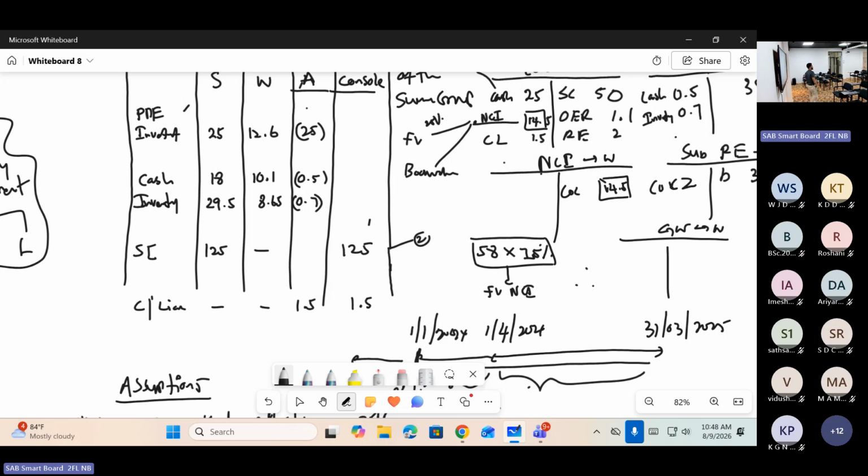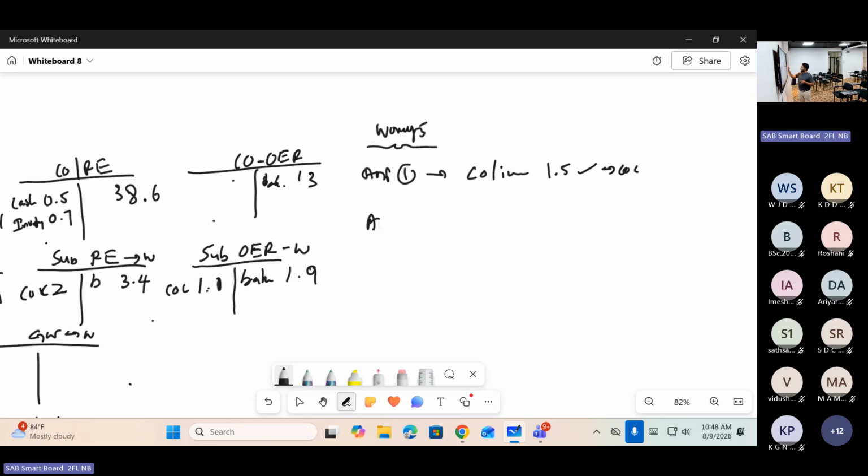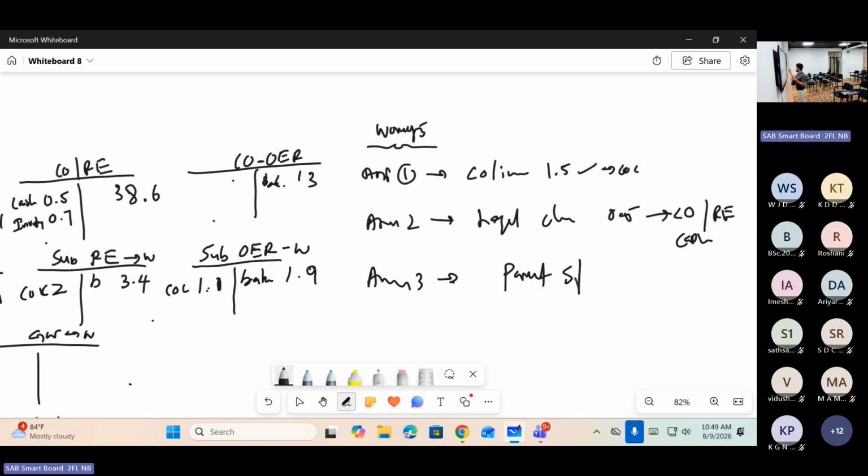Whenever needed we come to the adjustments, and forgetting that adjustment. Legal charges 0.5, consolidated earnings and cash. Adjustment 3. Parent stock 29.5. Provision 0.5. 29 is the net stock.